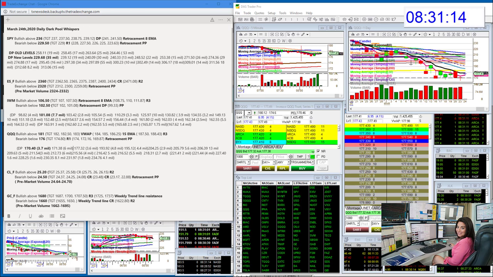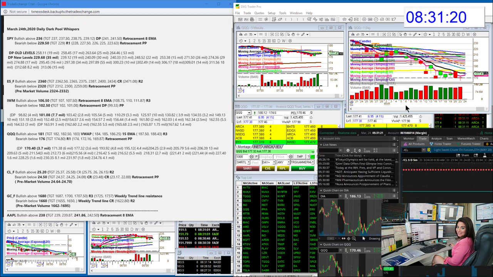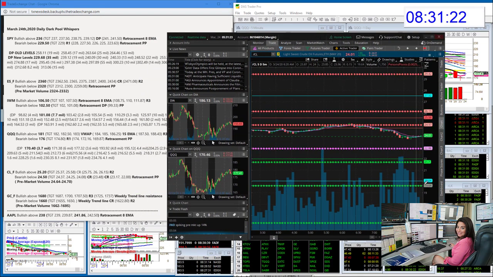Let's go to the oil futures. Let's get those on the chart here. Bull above 25.20 today. It's all the way above here. And bear below 24.50. We've already dropped down and we hit this lower trend line.